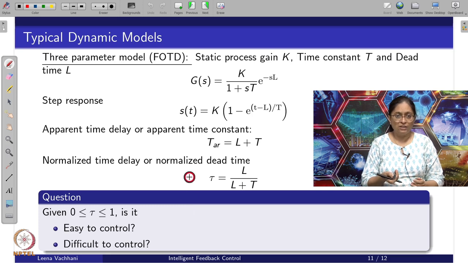All right. So with respect to the time constant and the time delay, this ratio is definitely going to be between 0 and 1. If the tau value, or the normalized dead time value, is near 0, then it is easy to control because my time constant is much higher than the time delay of the system. Whereas if the time delay of the system is much larger than the time the system takes to reach the steady state value, then the system becomes difficult to control, and for that the tau values are almost near 1.